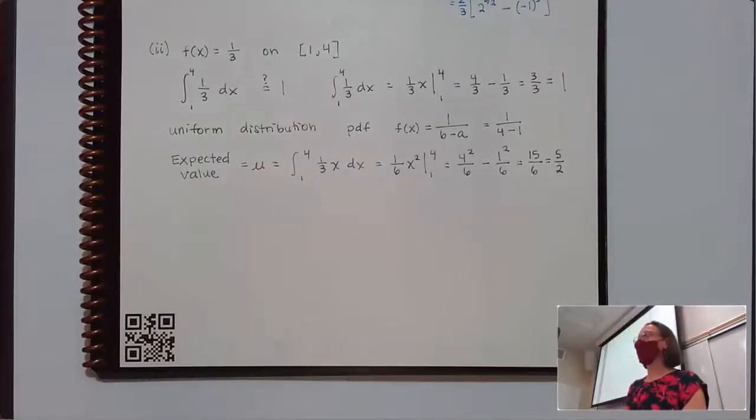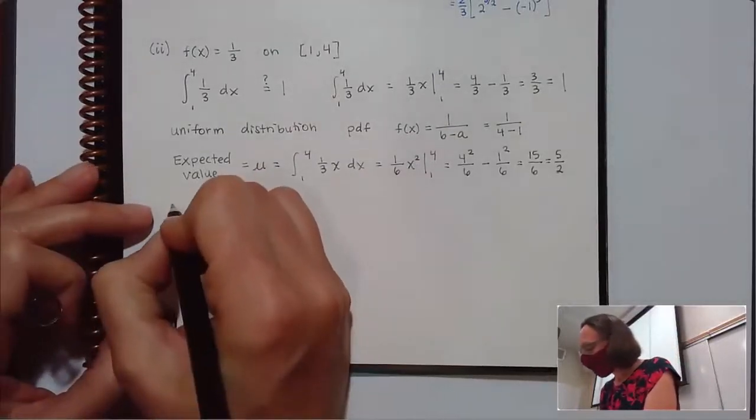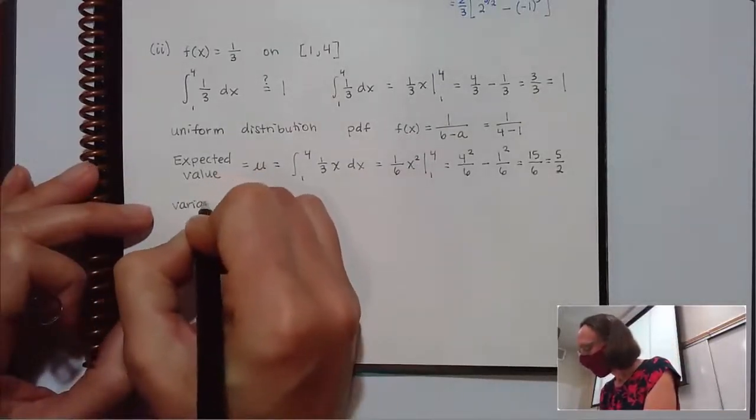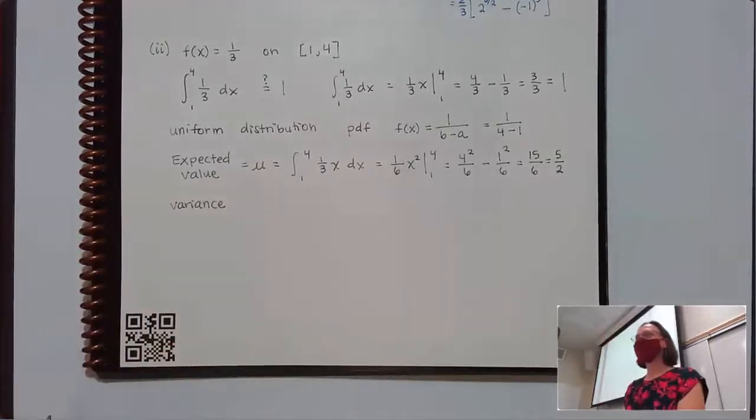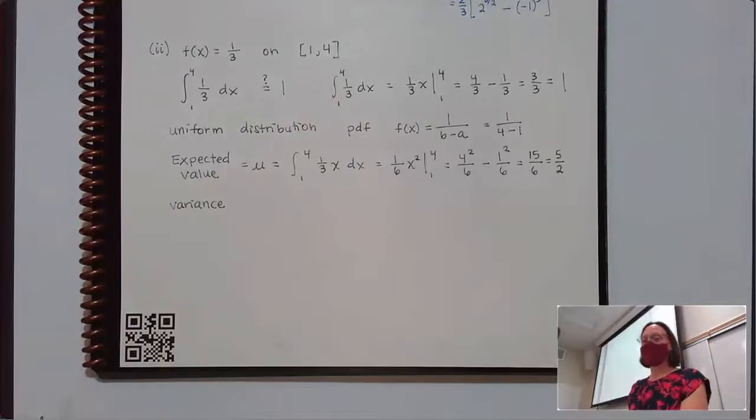Should we find the variance also? Just because we can? Isn't it zero? Is that uniform? It is a uniform distribution. So if you've got it memorized, you're good to go. But if you don't have it memorized, we can still do it with an integral.